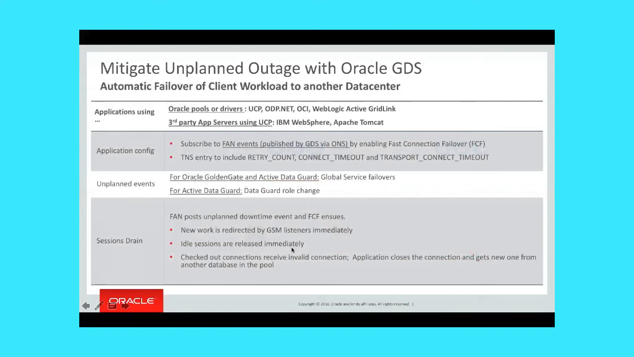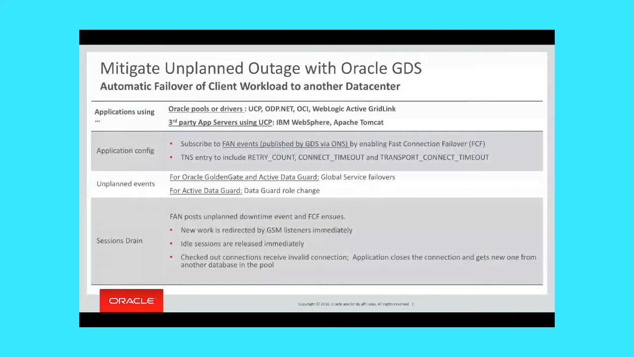As part of fast connection failover, the new work is redirected by GSMs and GSM listeners immediately, right? So they are redirected to the new database where the service has come up. The idle sessions will be released immediately as well. The idle sessions on the older database will be cleansed out. But the checked out connections, which were running on the older database, receive an invalid connection. So the application would close the connection and obtain a new connection.